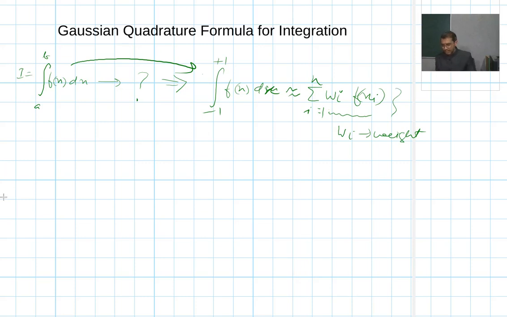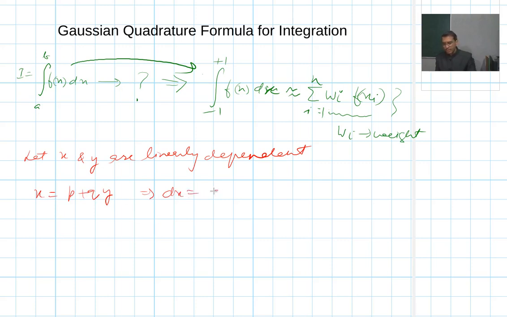For this, let us suppose that x and y are linearly dependent, such that x is equal to p plus qy, which implies dx is equal to q dy. And let us assume that for x is equal to a, y is equal to -1, and for x is equal to b, y is equal to +1, right?